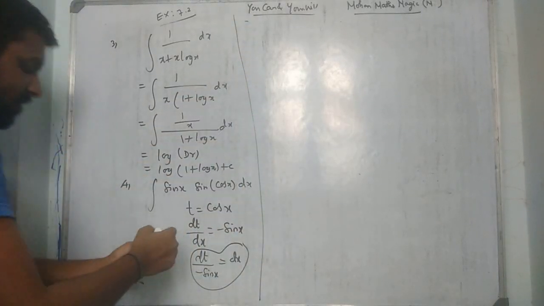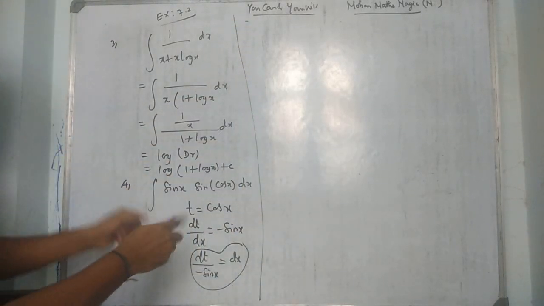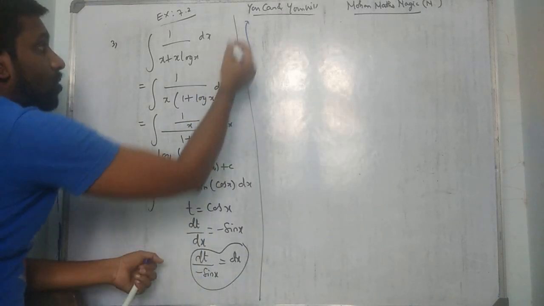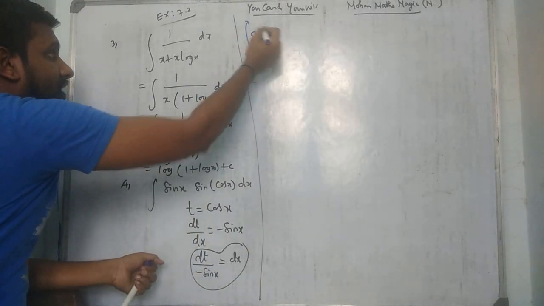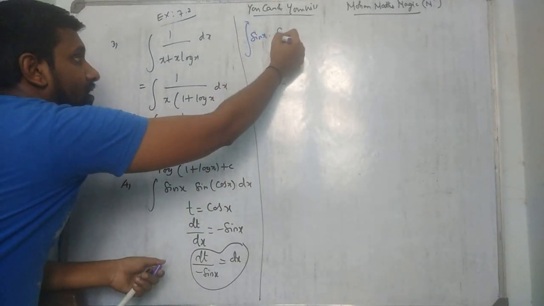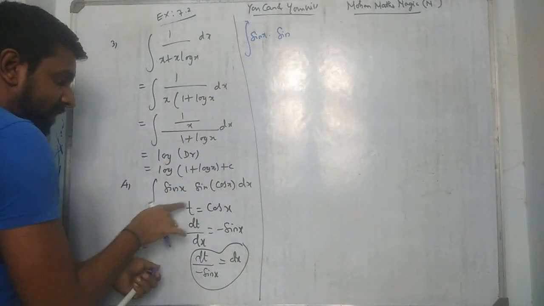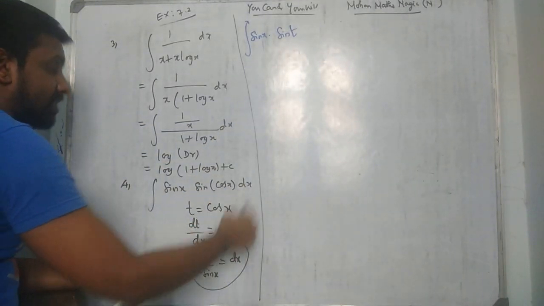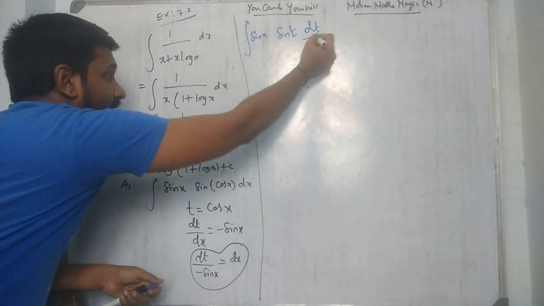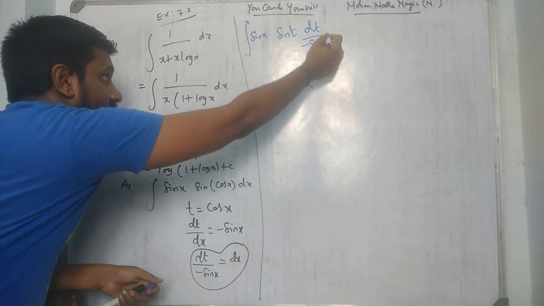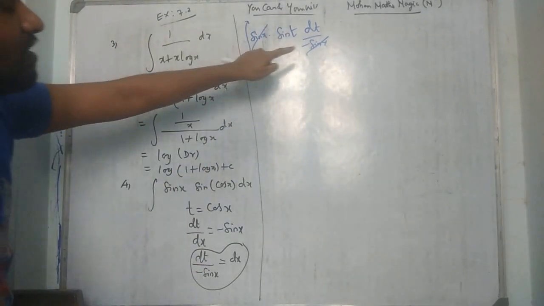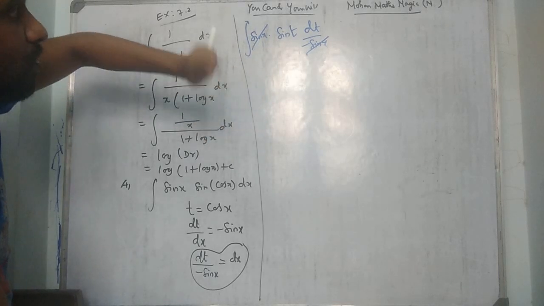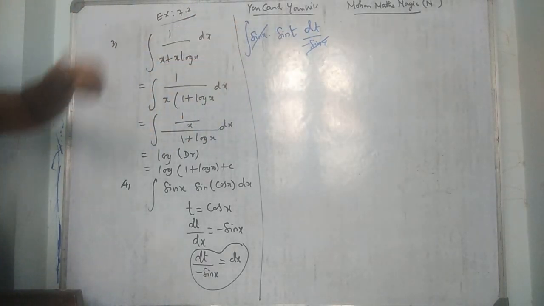Therefore I got the integration. Go and substitute in the question itself. In place of sin x, any variable? No. Keep it as it is. In place of cos x, what can I substitute? t. In place of dx, what can I substitute? dt upon minus sin x. Okay, see, now I cancel. After cancelling, am I getting two variables? No. Only sin t dt. So we got a correct answer.